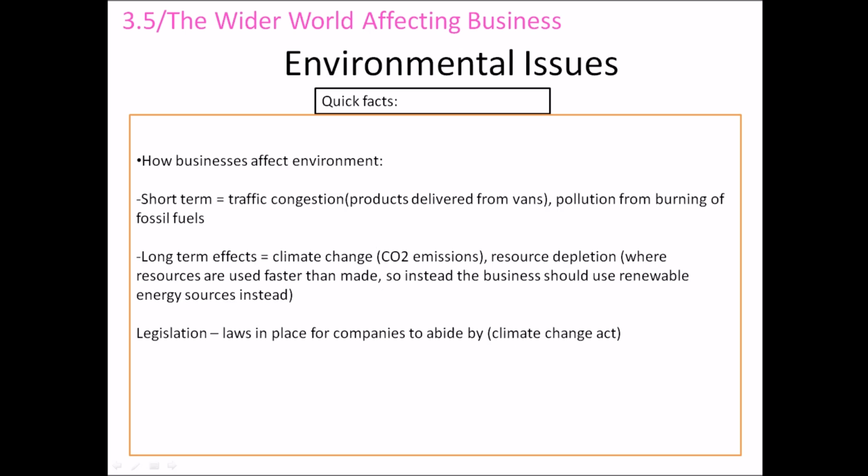Now, we'll look at environmental issues. First of all, how do businesses affect the environment? So they can have short-term effects, and this is basically traffic congestion, or pollution from fossil fuels. So, in other words, if Amazon delivers its parcels by van, doesn't it?